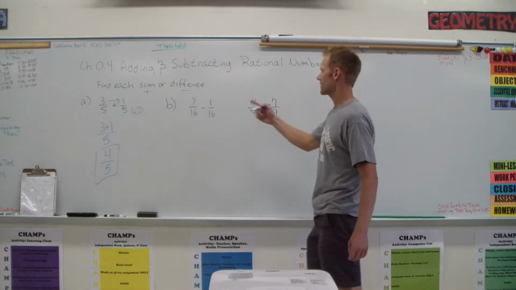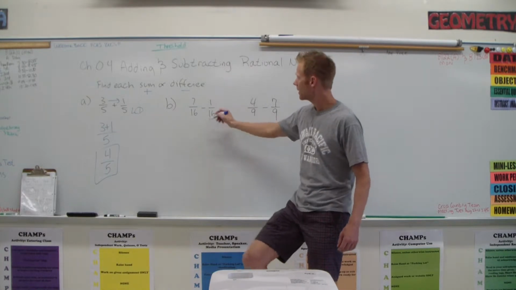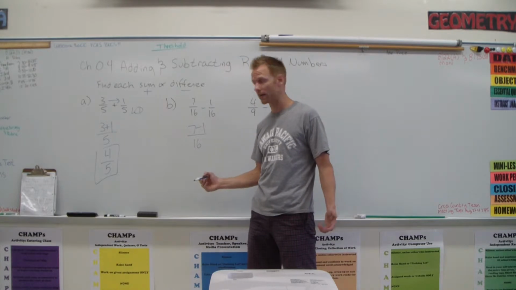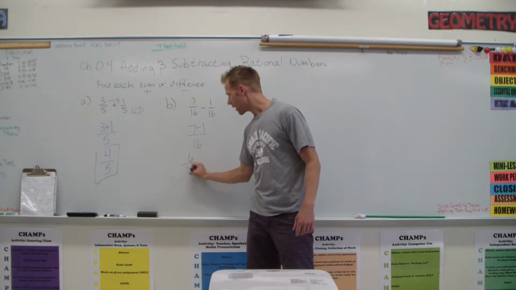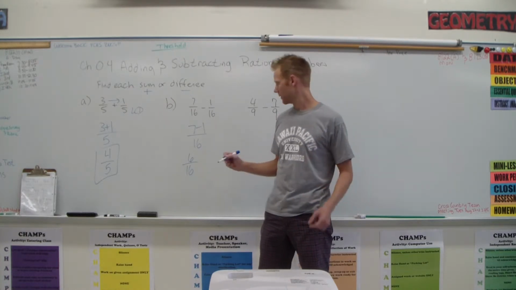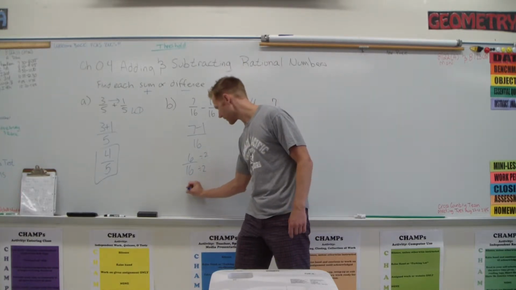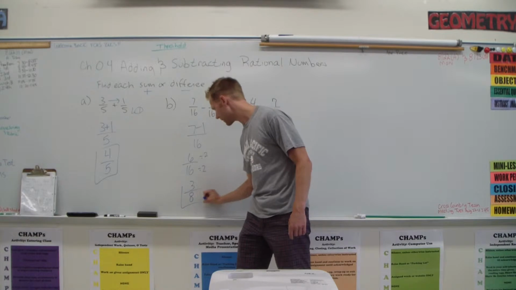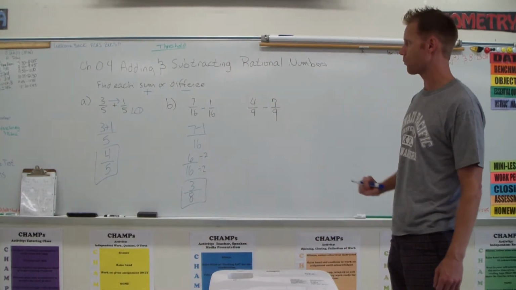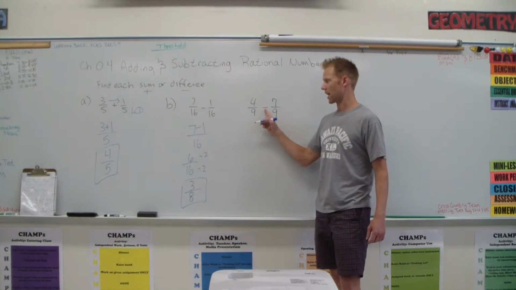In problem B, we have 7/16 minus 1/16. Okay, common denominator is 16. So we're going to take 7 minus 1 over 16. Well, 7 minus 1 is 6 over 16. Well, 6 and 16 are both even numbers, so they can be divisible by, you got it, 2. 6 divided by 2 is 3, and 16 divided by 2 is 8. 3/8. So we've completed one addition problem, one subtraction problem, and now we're going to look at another subtraction problem.